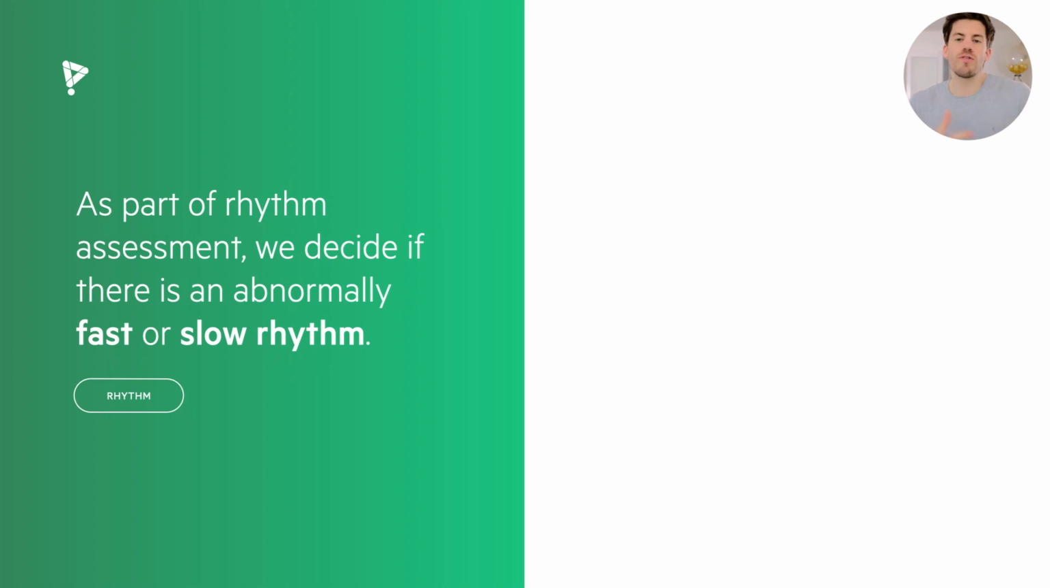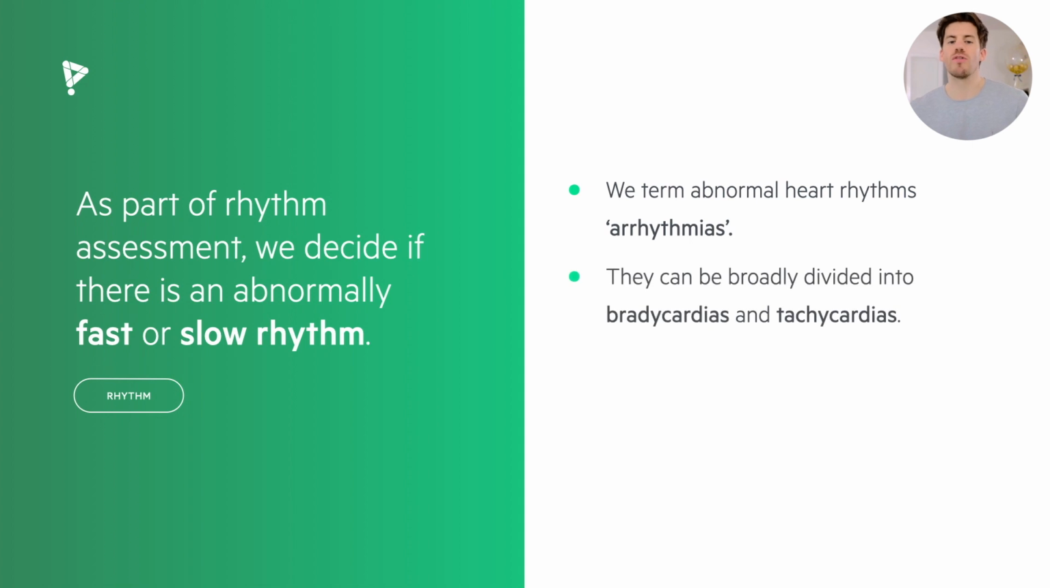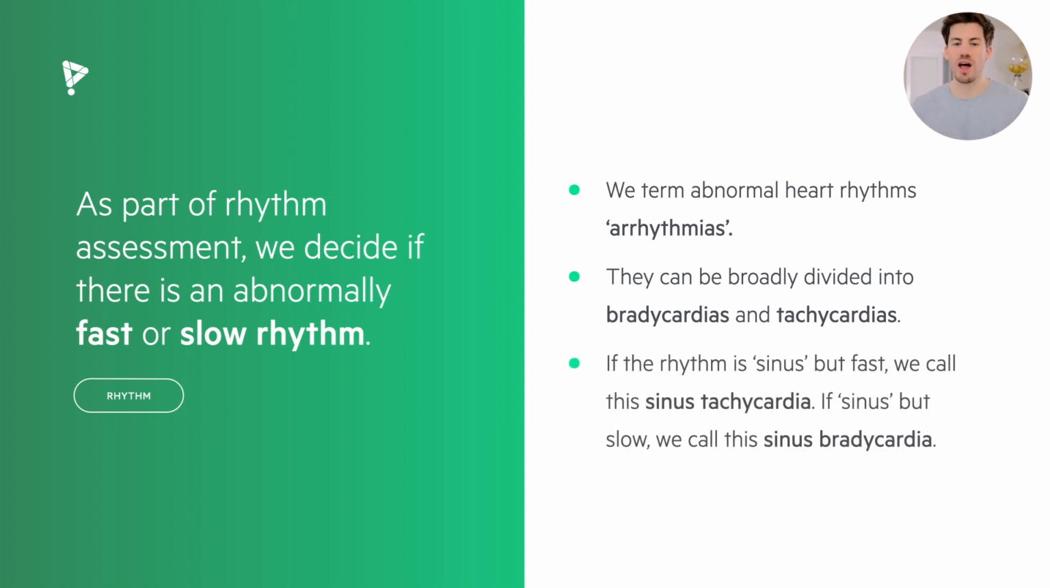So there are lots of things we want to work out as part of rhythm assessment to work out whether there is normal sinus rhythm. One of the things we want to work out is: is there an abnormally fast or an abnormally slow rhythm? We term abnormal heart rhythms arrhythmias, and they can broadly be divided into bradycardias, so slow rhythms, or tachycardias, so fast rhythms. If the rhythm is sinus but fast, we refer to this as sinus tachycardia. If it's sinus but slow, we refer to this as sinus bradycardia.